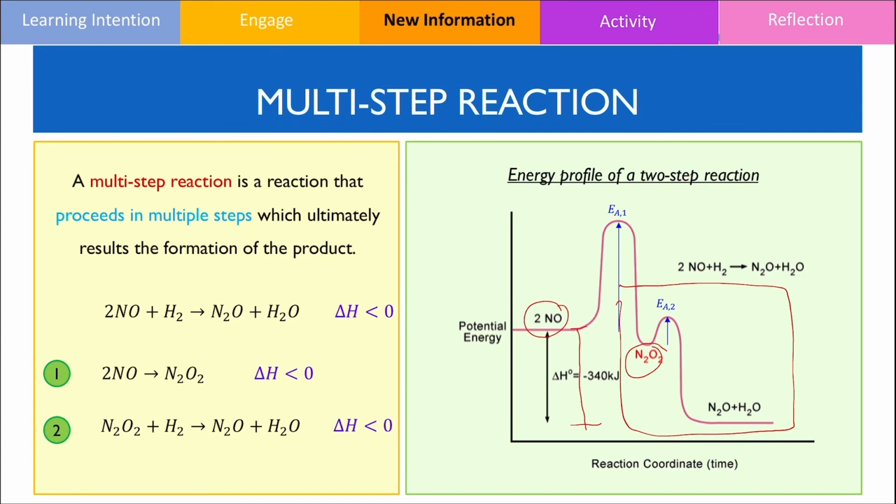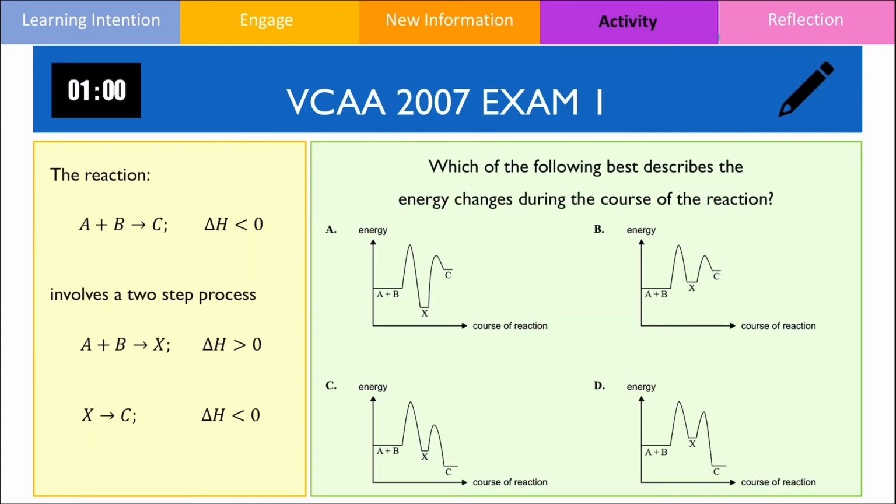Let's have a look at another example together. In this reaction, A plus B forms C, and the overall equation is going to be an exothermic process. However, this process occurs in two steps, where A and B first react to form X, and from there it later then forms C. Which of the following best describes the energy changes during the course of the reaction?